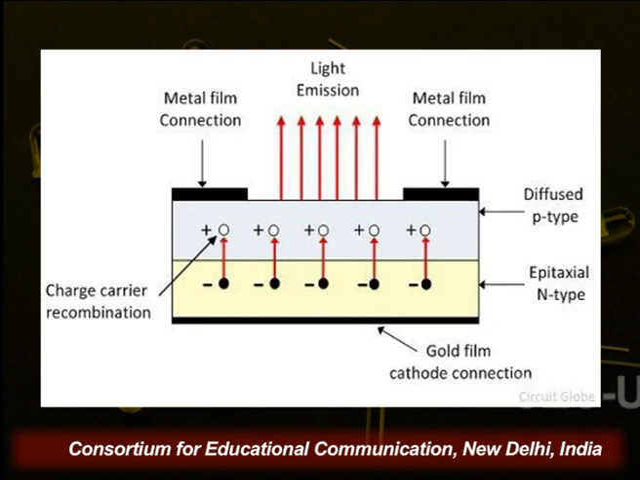One layer of gold film cathode connection is on the bottom, and at the upper side we can see the metal film connection. Both sides have a metal film connection, and the light emission we get in between is because of the recombination, and it allows forward and blocks reverse biasing.